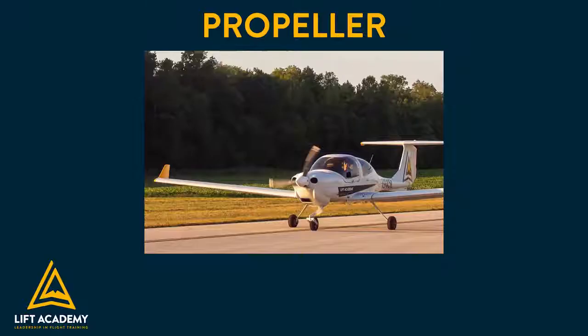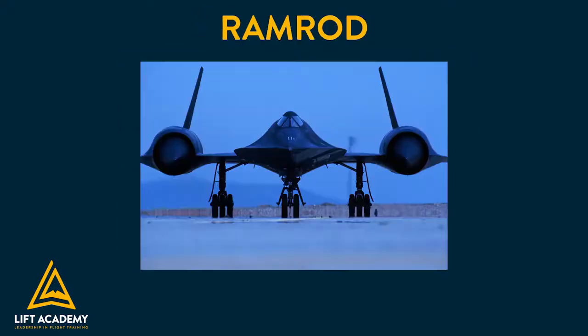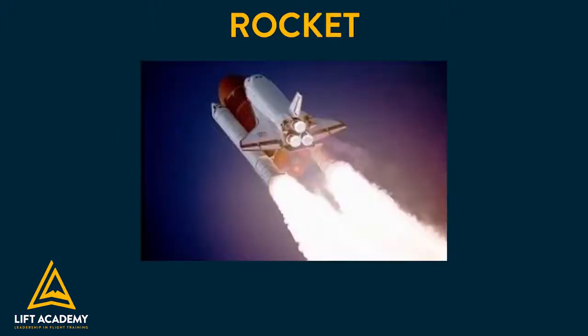Thrust is also a mechanical force, and different aircraft use different engines or propulsion systems to produce thrust. What is propulsion? This just means to push or to drive an object forward. There are 4 different types of propulsion systems that airplanes use: the propeller, the turbine or jet, the ramjet, and the rocket.